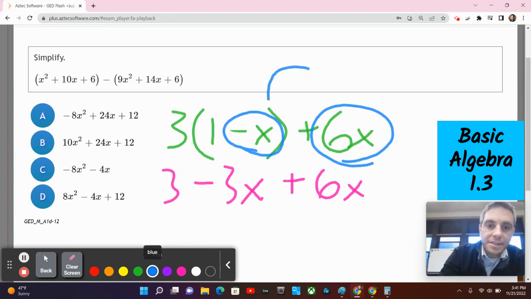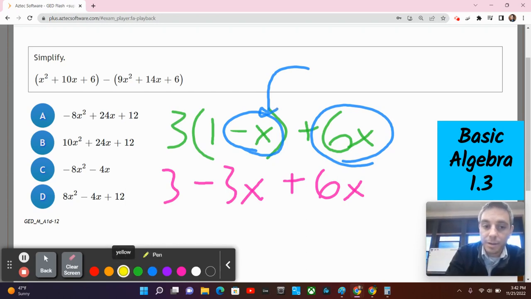When this x is in the parentheses, it's kind of like locked in there. We can't do anything with that x until we break open the parentheses and free it. Minus 3x and the positive 6x, now those two things can combine. So that's what I mean when I say combine like terms.